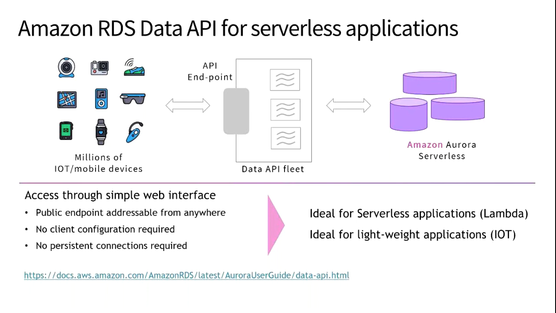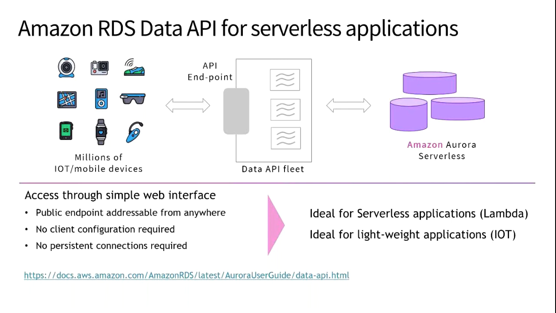It's very helpful for Lambda customers. So if you have a Lambda function that gets triggered by an IoT device, such as in this example, then it's very easy to just go open a connection using this API, read and write something from the database, and then the Lambda function can exit.